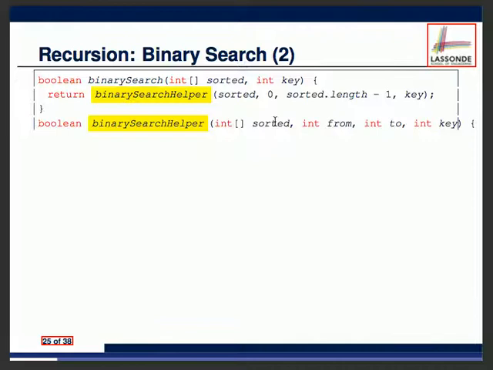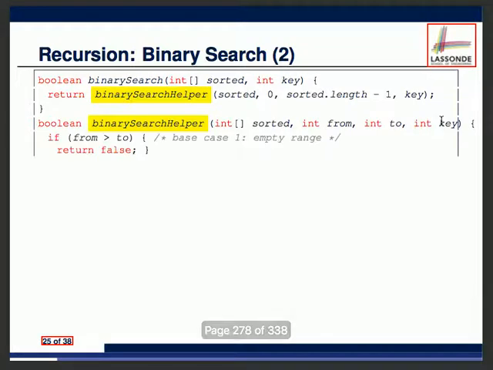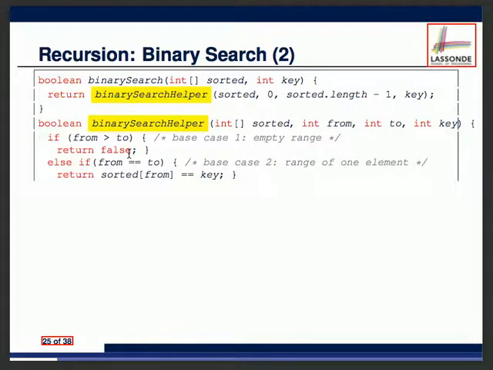Now, how do we define this recursive helper method? We have the sorted array, passed by reference, the from index, the to index, and the key. First of all, if the array is empty, we should return false, right? Because you cannot find such an element for sure if the array is empty. In the case where the array simply has one single element, you simply compare that element with the search key. If they are the same, found it, true. If they are not the same, false. Guys, follow so far?